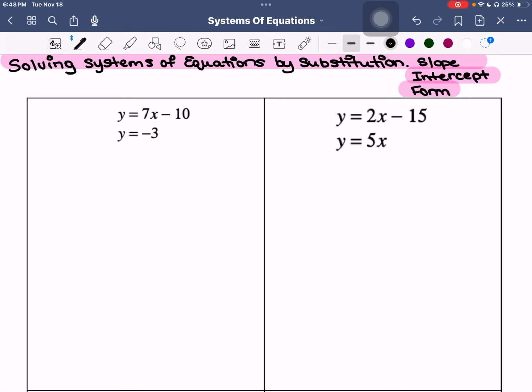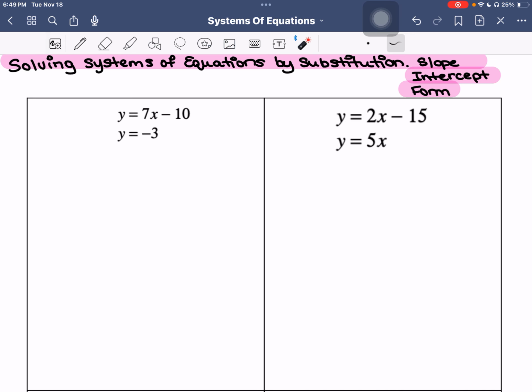Hello guys, here are some examples on solving systems of equations by substitution when the equations are all in slope-intercept form. Notice all of our equations here in both examples start off with y equals, so all of these equations are in slope-intercept form, y equals mx plus b.